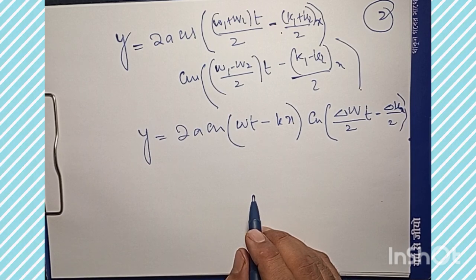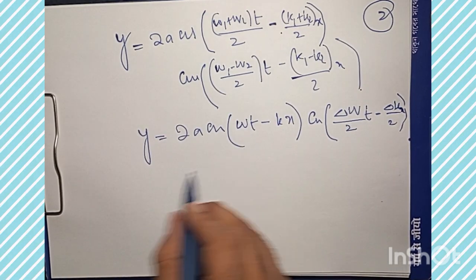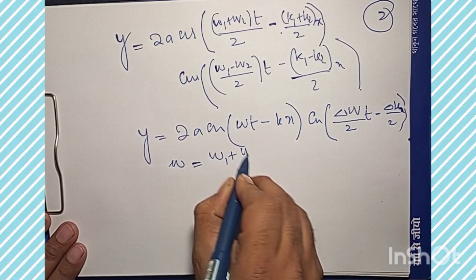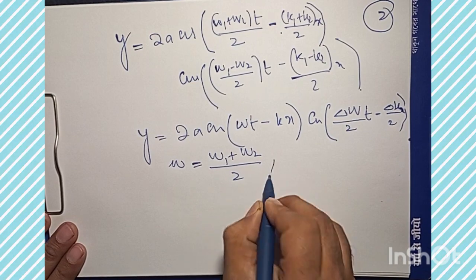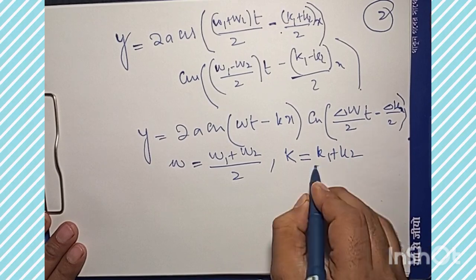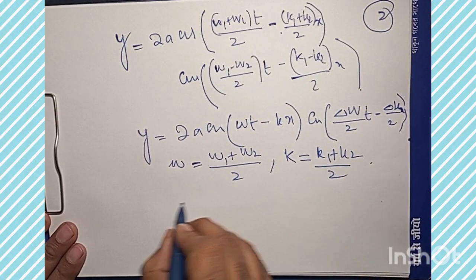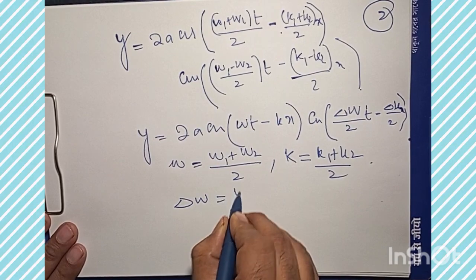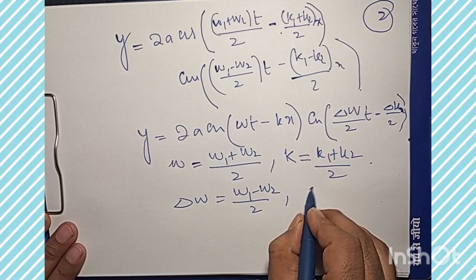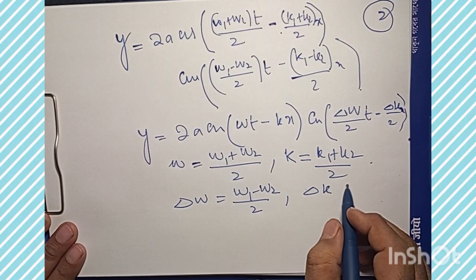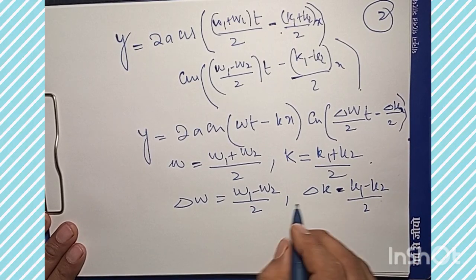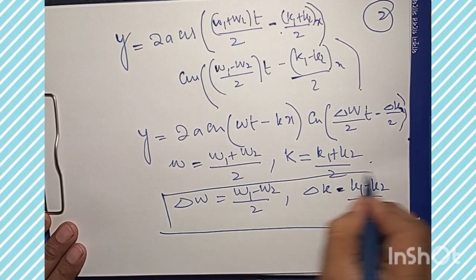All I have done is that this omega, I have taken as the average of omega 1 plus omega 2 by 2, and I have taken this k as k1 plus k2 by 2, and I have taken this delta omega as omega 1 minus omega 2 by 2, and I have taken this delta k as k1 minus k2 by 2. So this should be clear.